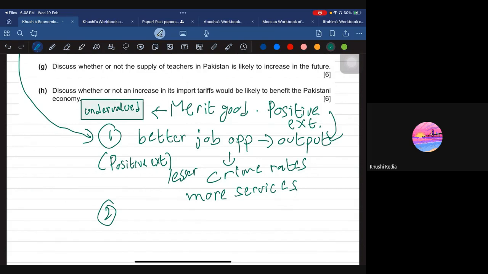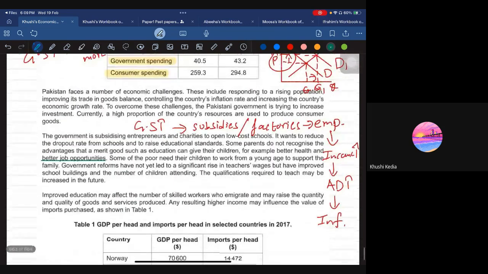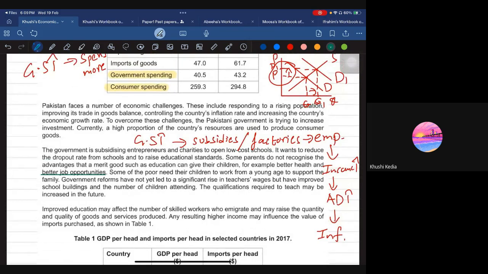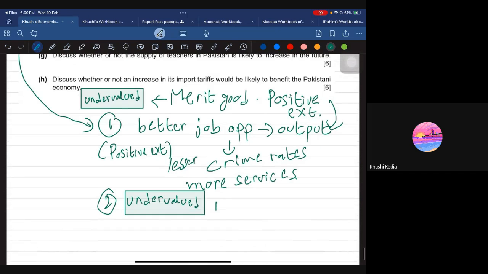So undervalued is another word that we have received. So can we make the point using that it is somehow undervalued? Yes, sir. Education is undervalued. How so, and where is there a link? Like it says, some parents do not recognize the advantage of education, so it's undervalued. Yes, very good. Now you understand it, right? So the question was a bit technical. So parents do not recognize its benefits.